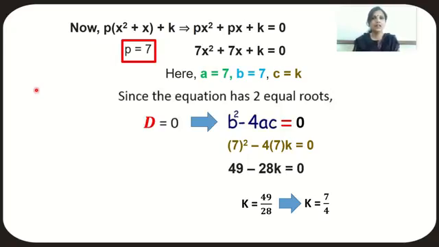Two equations are given. Both the equations are related to each other. From the first equation you can find the value of p. Substitute that into the second equation. Use the condition which is given to you. Solve it further. You get the value of k. Alright. So this is all.